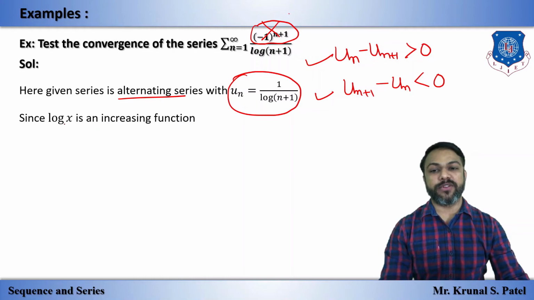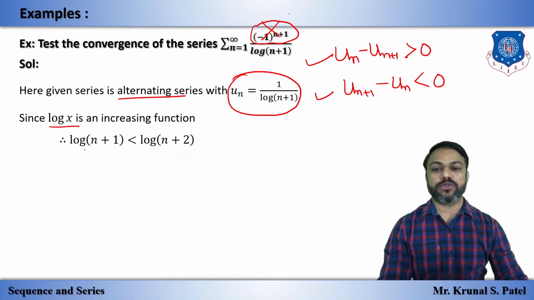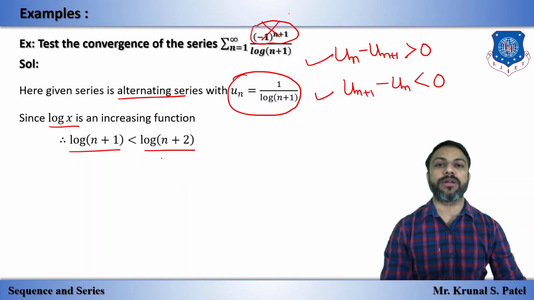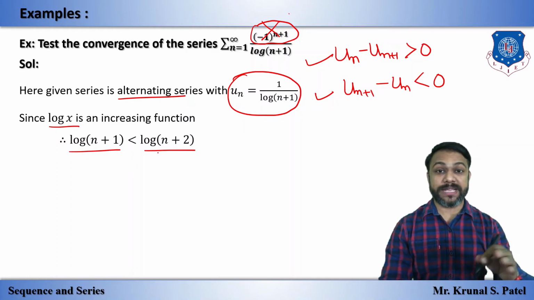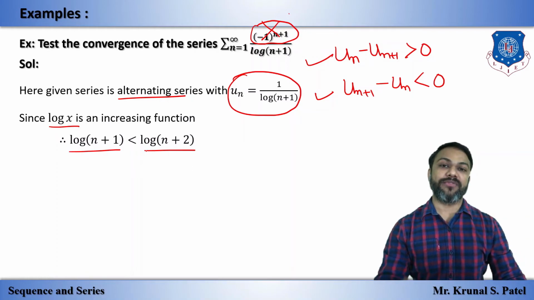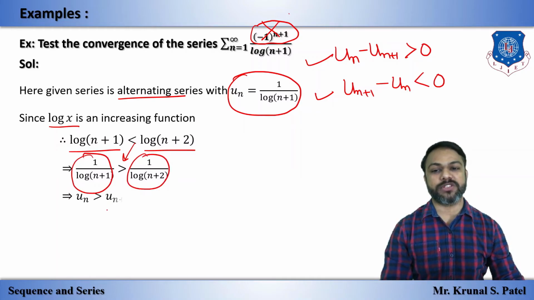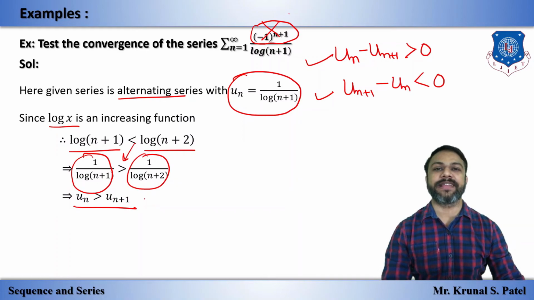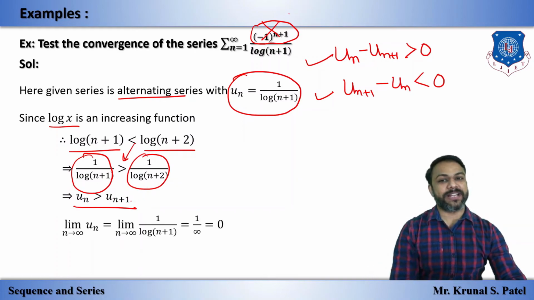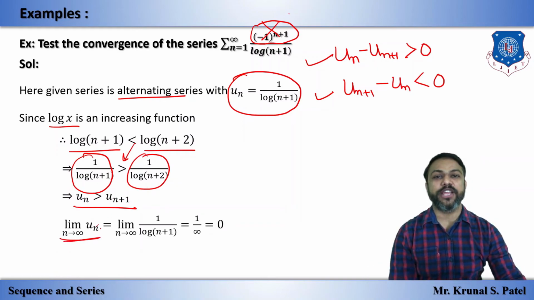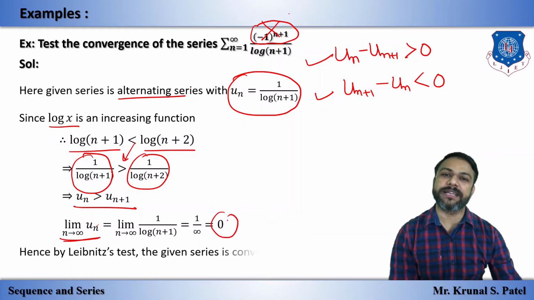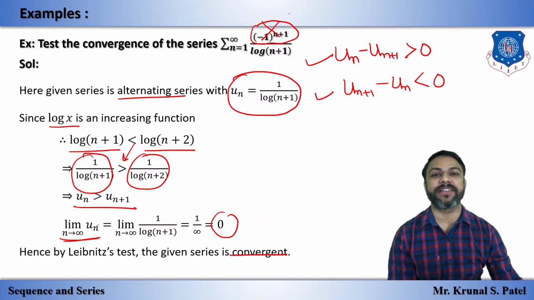For that, we know log x is an increasing function, so log(n+1) is less than log(n+2). But if we take the reciprocal, the inequality will be reversed, and we know that this is our u(n) and this is our u(n+1). So it is clear each term is less than its preceding term, so we apply the limit for u(n), and we get 0. So by Leibniz test, the given series is convergent.